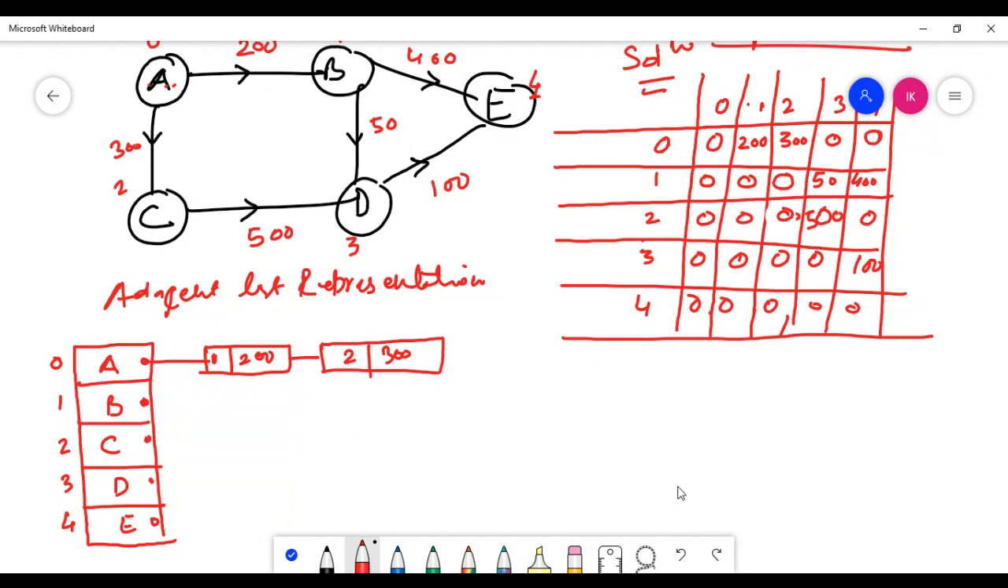I think no need for this. Why am I taking it? You can take directly also, and you can make this blank also, null, like this. Okay?